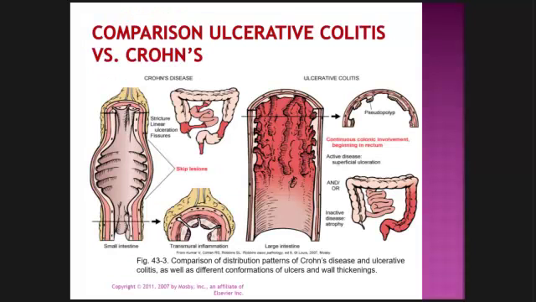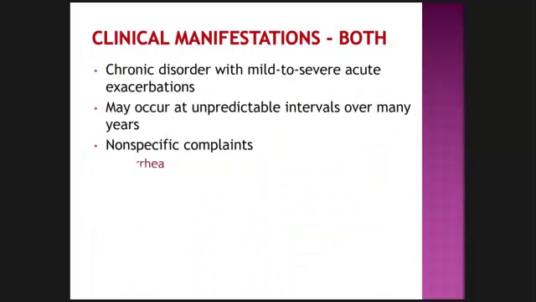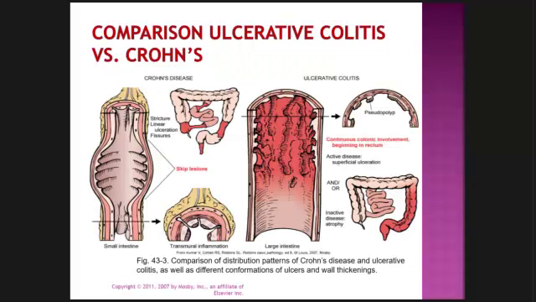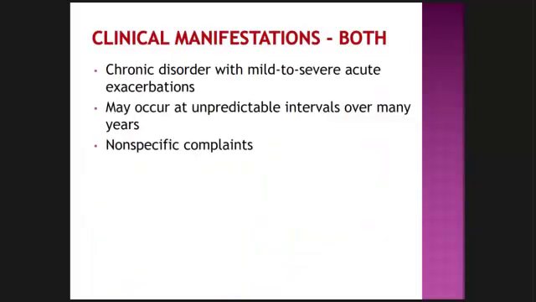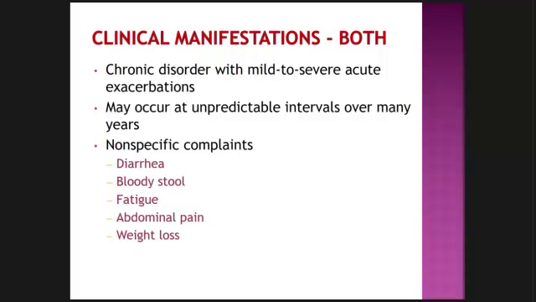So there's a great table in your book and some pictures in your book like this one, and here's another example. Let me go back. There's a great table in your book on page 945 that compares and contrasts ulcerative colitis and Crohn's. So make sure you understand the 2 different types of inflammatory bowel disease. And both of them can have mild to severe exacerbations. They're both unpredictable, and you will see all of these side effects and complaints in both of these, to different degrees.